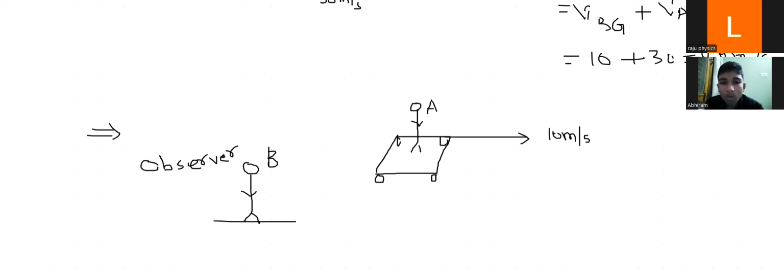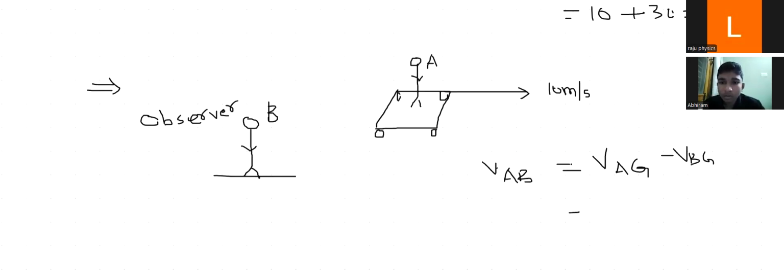So here, the relative velocity of A with respect to B is the velocity of A with respect to the ground minus the velocity of B with respect to the ground. Velocity of A with respect to the ground is 10, minus 0. Now you will get 10 meters per second. So copy it. Okay? Copy this.